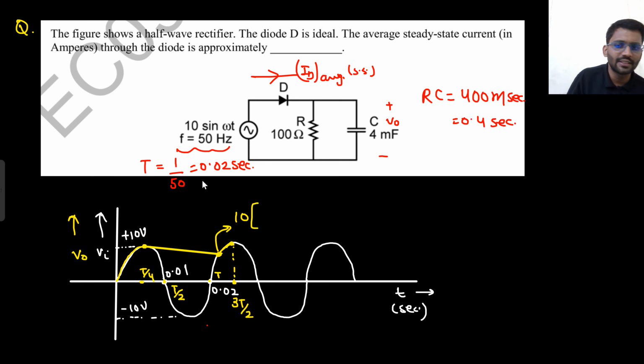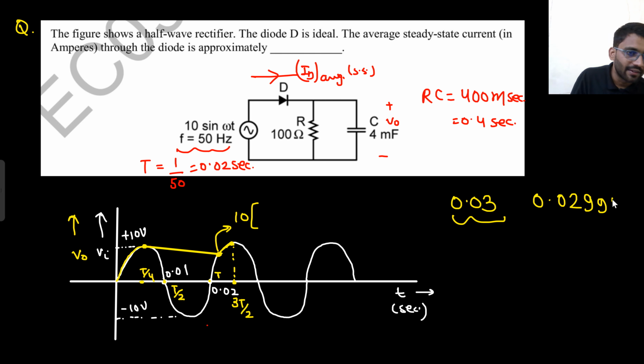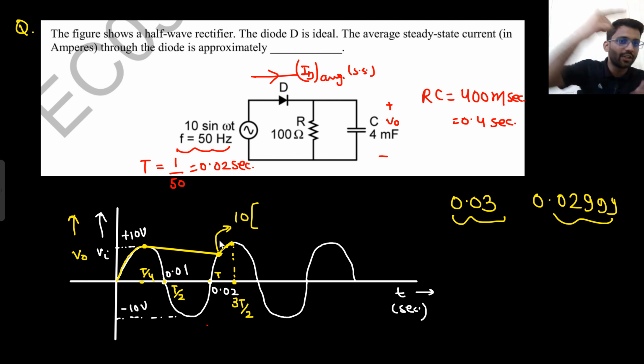Let's assume 3T by 2 is 0.03, right? But it would have decreased only till 0.0299. Till this time it is decreasing. At 0.0299, you would see that after this, your input is getting higher. So again your diode will be turned off. What I mean to say is, your output is decreasing.